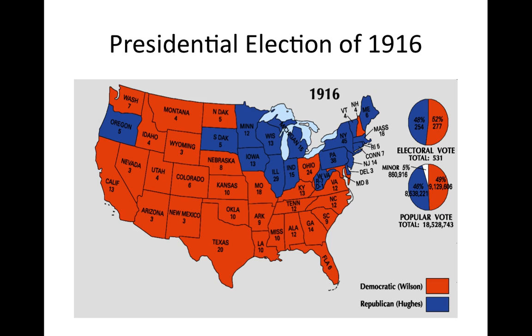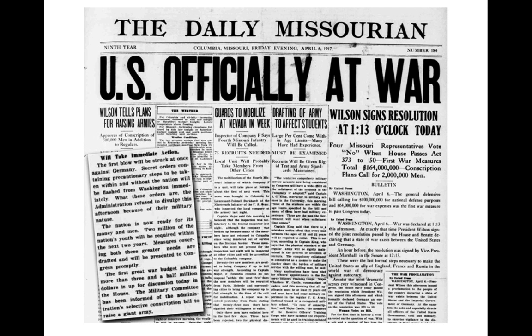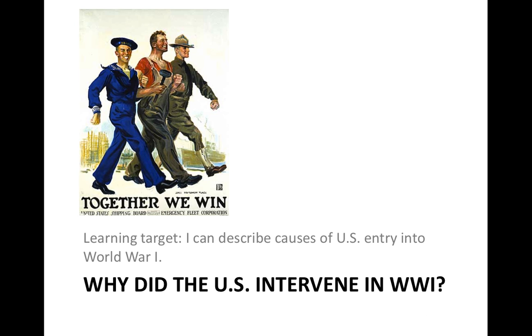He won the election in 1916, and in 1917, the United States officially went to war in Europe and joined World War I on the side of the Allied powers, Great Britain and France in particular. Now, why in the world did that happen? What caused the United States to intervene in World War I? What changed between 1914 and 1917 to lead America into the war? That's the next big question.